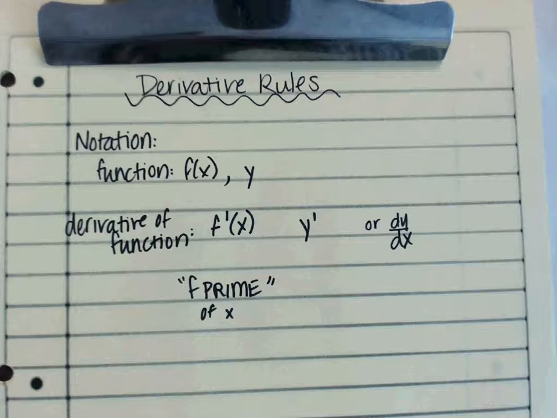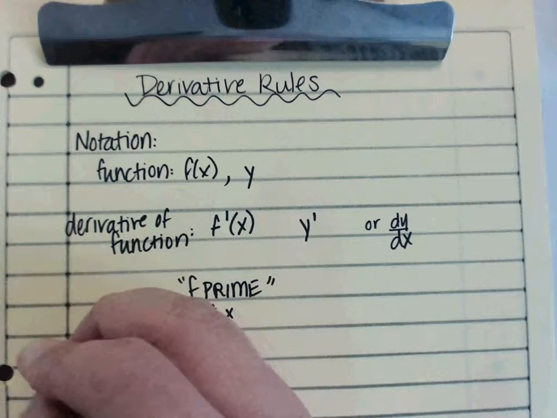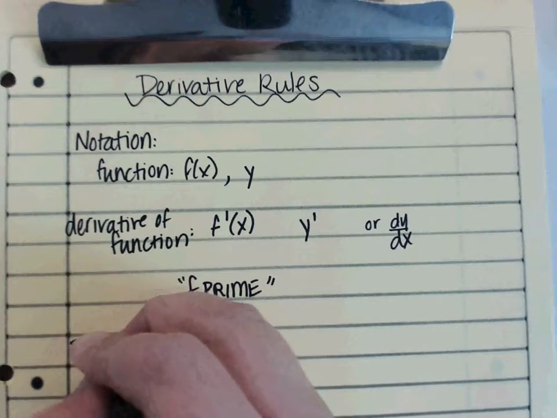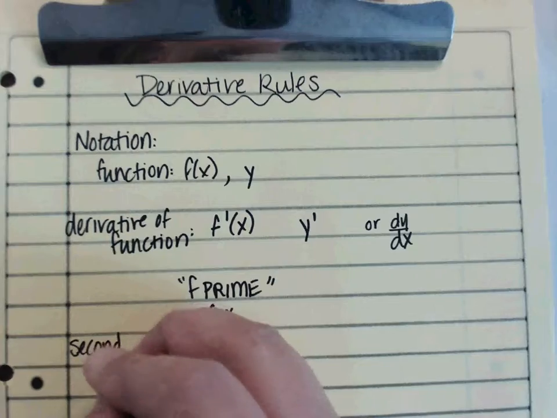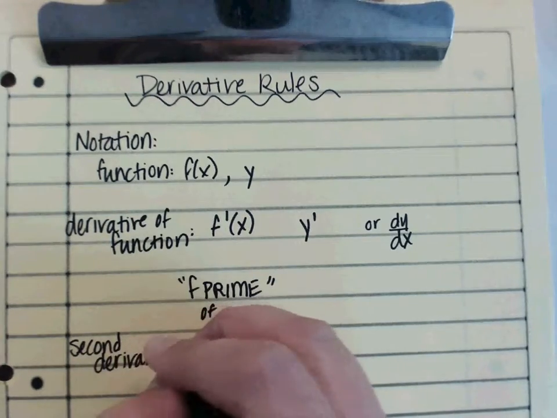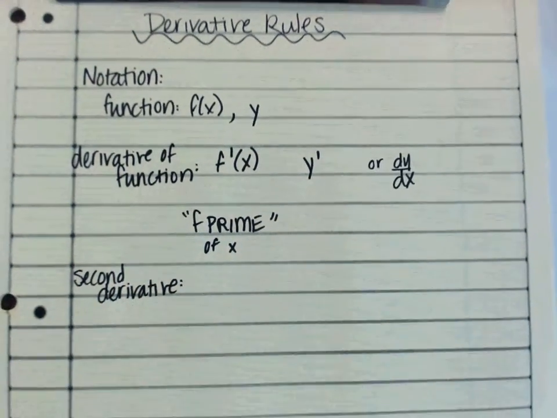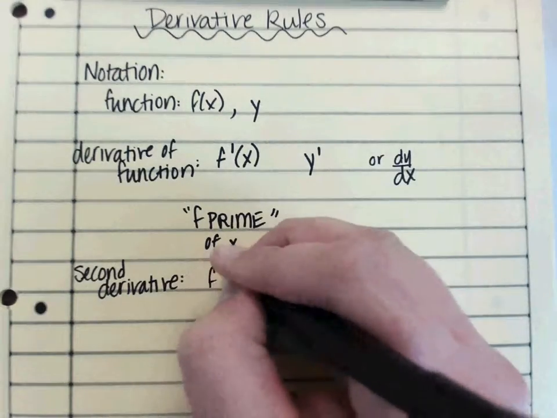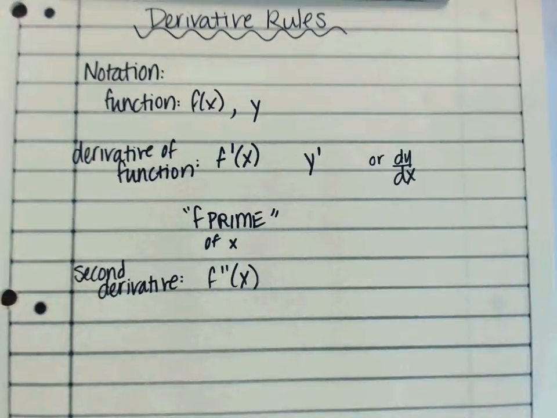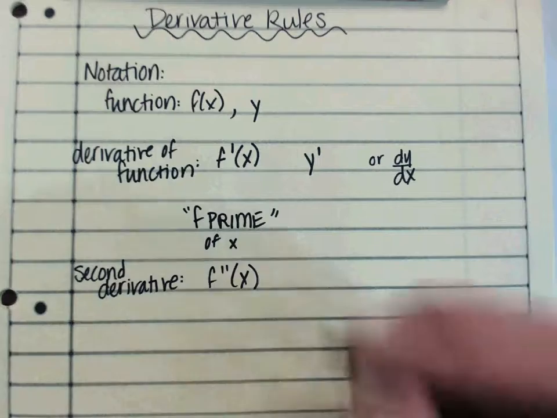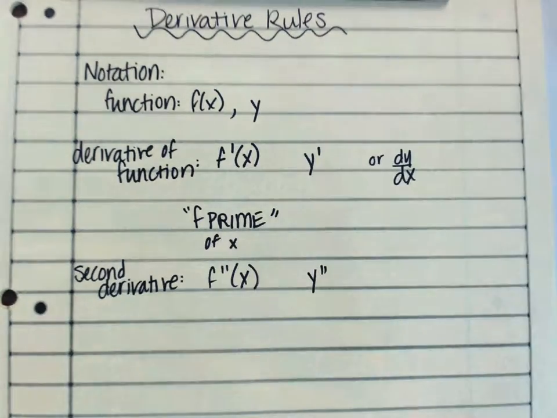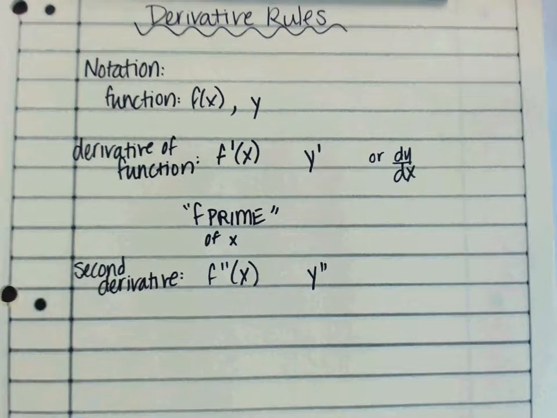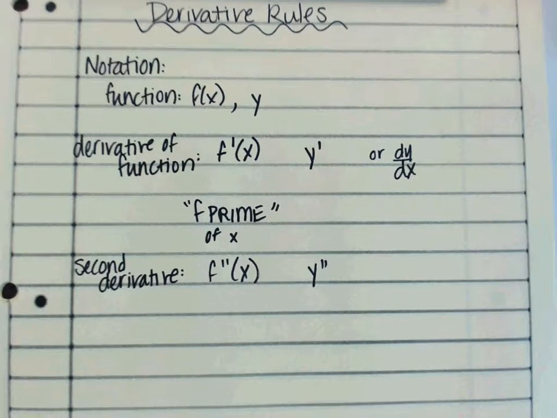Now, you also have what's called a double derivative, or a second derivative. And a second derivative, instead of only putting one prime, how many might you put? Two. So it'd be f prime prime of x, or y prime prime. But what does the prime do? It just is the symbol for derivative. And you're going to figure out how to take them in just a second.